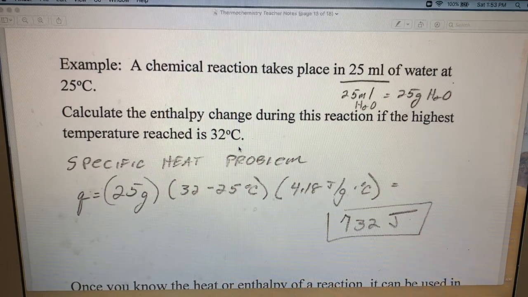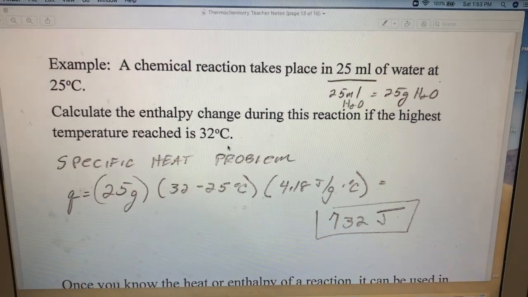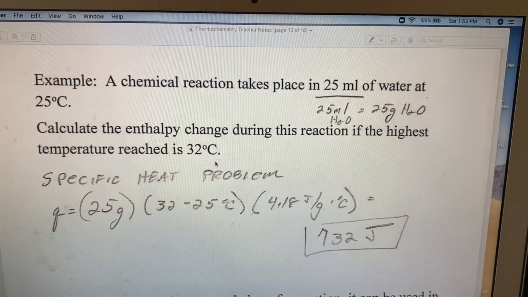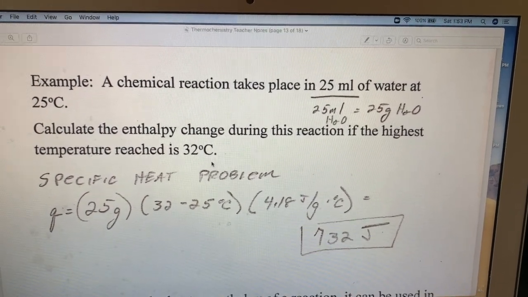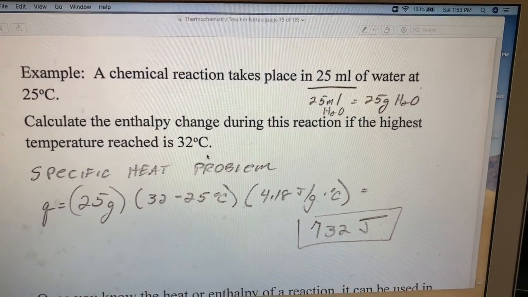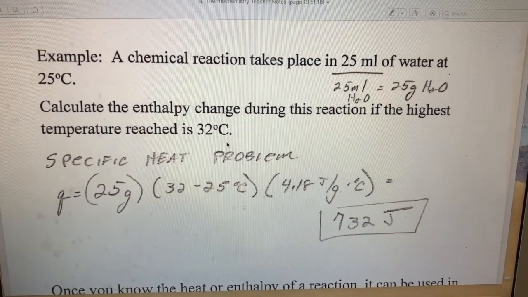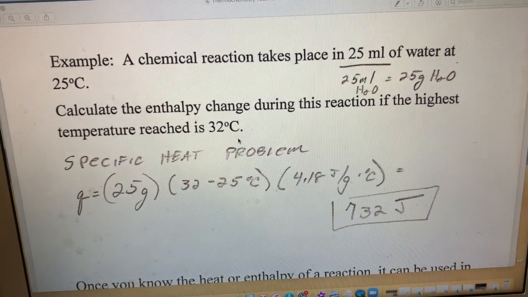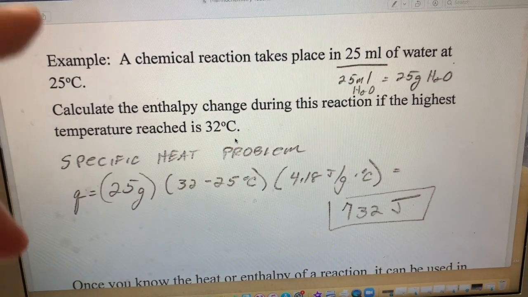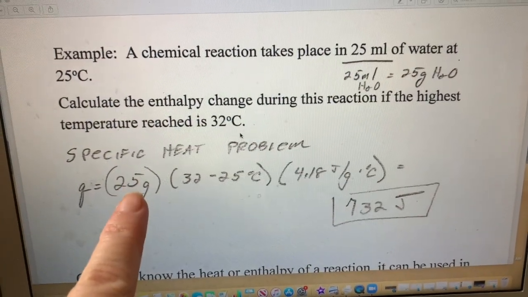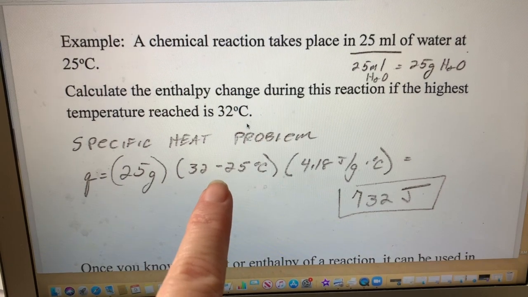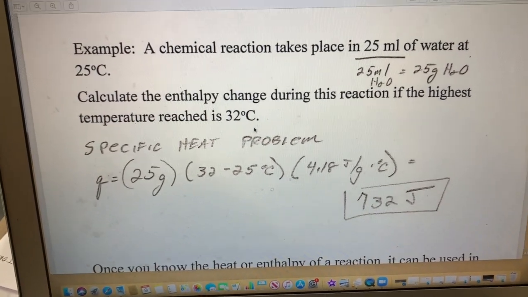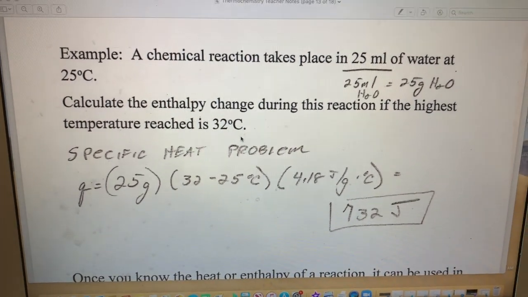A chemical reaction takes place in 25 milliliters of water at 25 degrees Celsius. Calculate the enthalpy change during this reaction if the highest temperature reached by that water is 32 degrees. Well, you have water here and it's changing temperature, so that's a specific heat problem, which we know how to do. All right. So to figure that out, I told you have 25 mils of water. Remember, the density of water is 1 gram per milliliter. So for water, you can just change that right to grams. It changed there about 7 degrees, and your specific heat of water. So this particular reaction, all right, gave off 732 joules of energy.